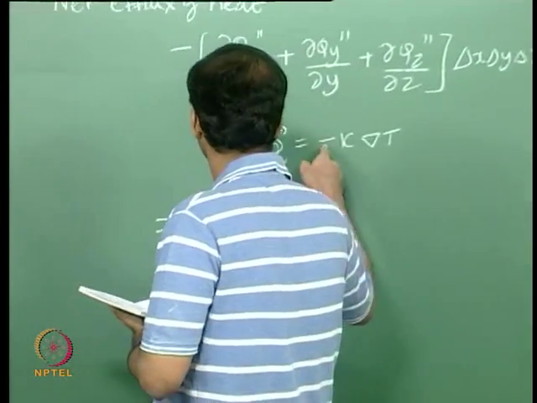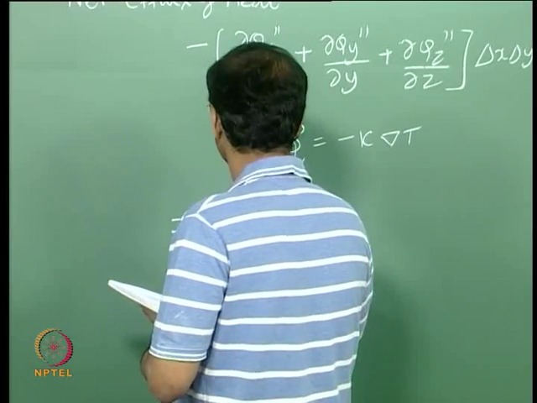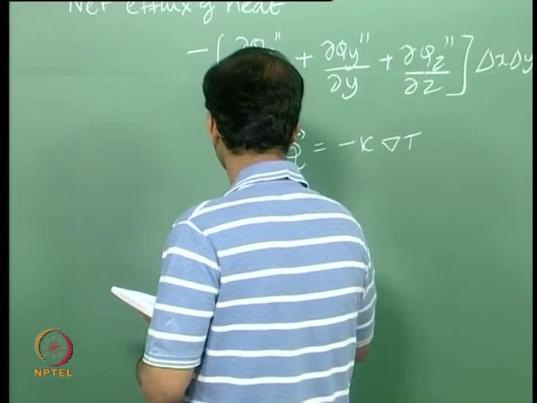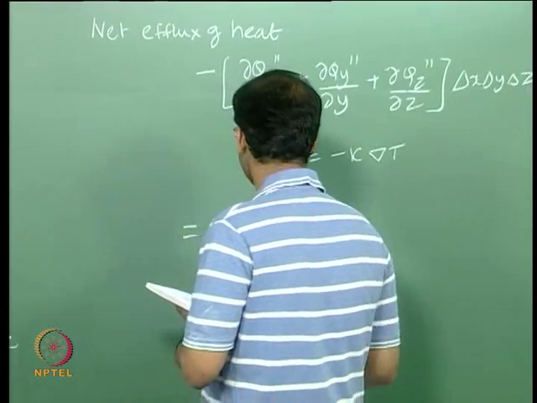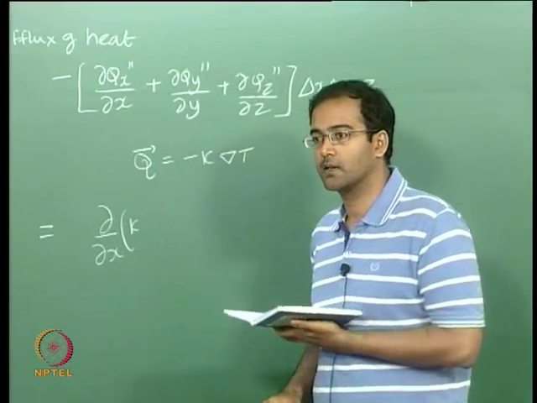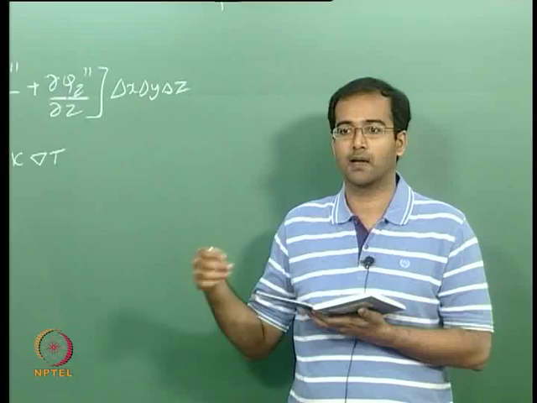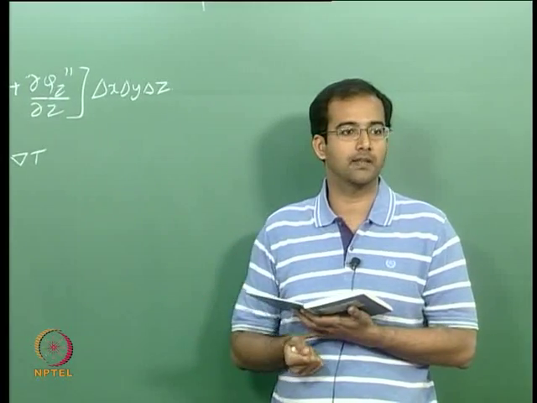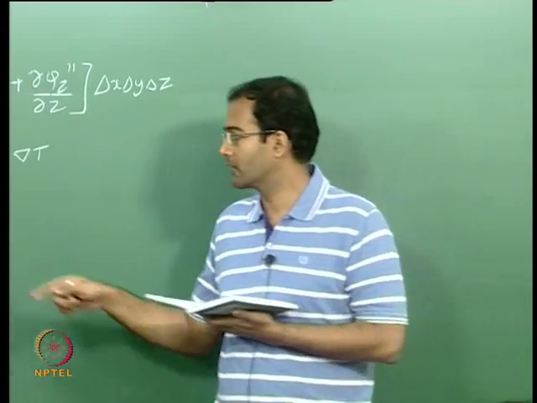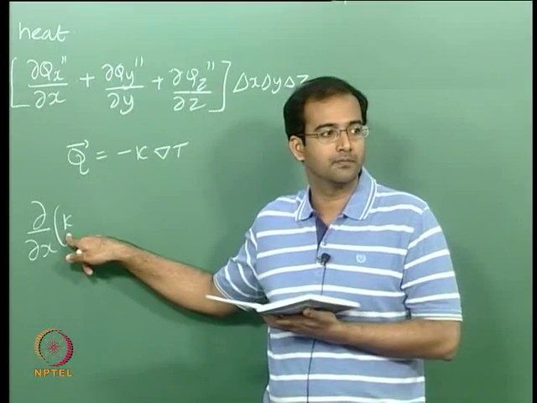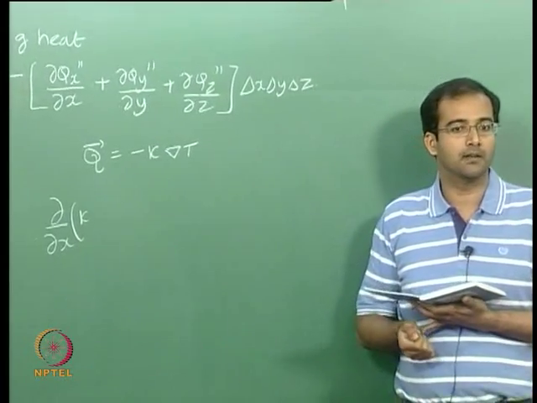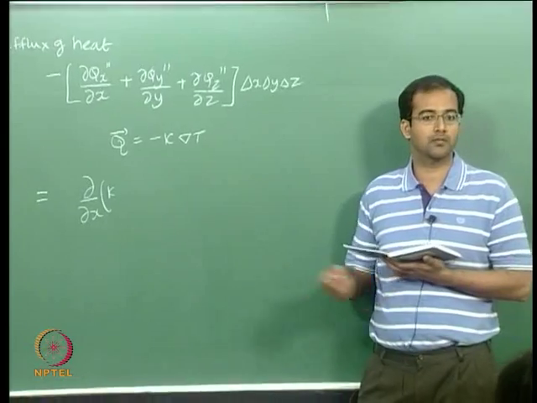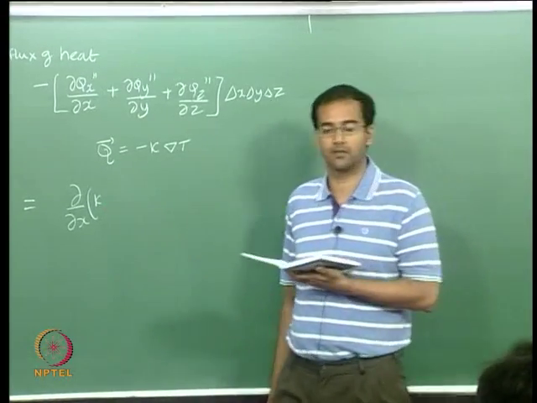So the minus minus sign can be cancelled off. You can write this as d by dx. Strictly speaking, the thermal conductivity could be anisotropic. That means you can have different thermal conductivities in the different directions. So you can keep it within the partial derivative. If you assume that it is isotropic and a constant property, this can be taken outside the partial derivative.